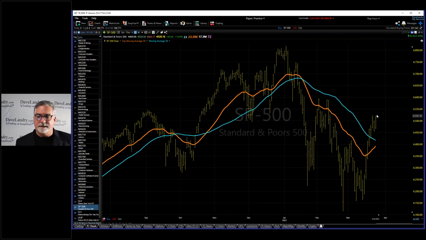The EMA multiplier is 2 divided by (n+1), where n is the length of the EMA. So that's the math right there for anybody who wants to play with math. A 30 EMA would be 2 divided by 31. It's that simple.